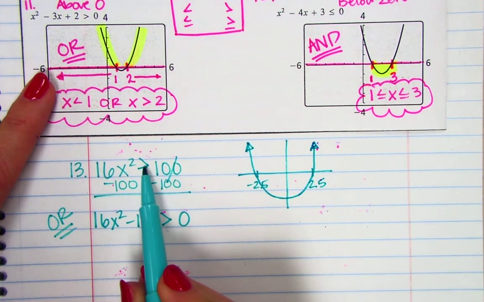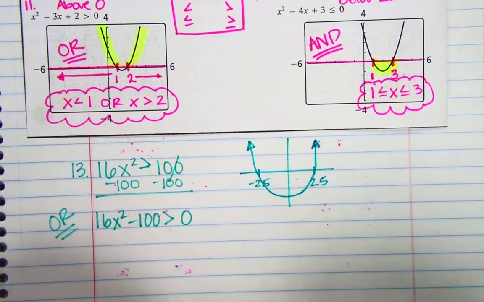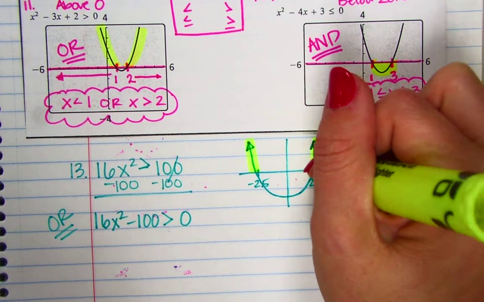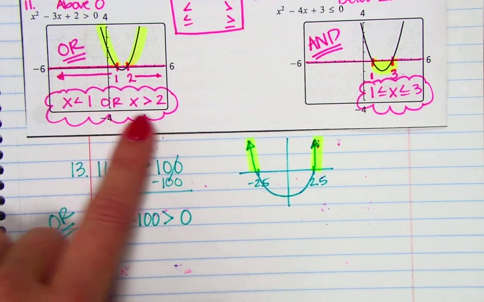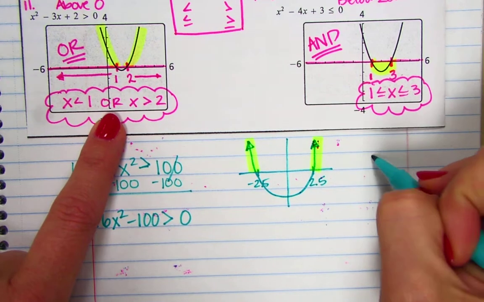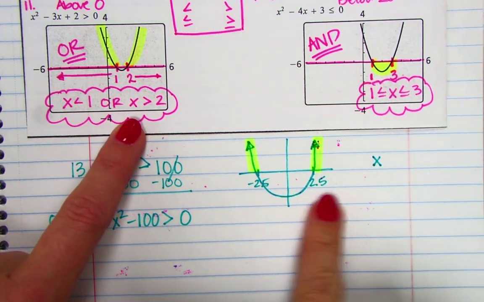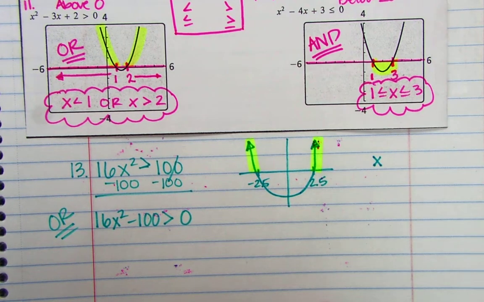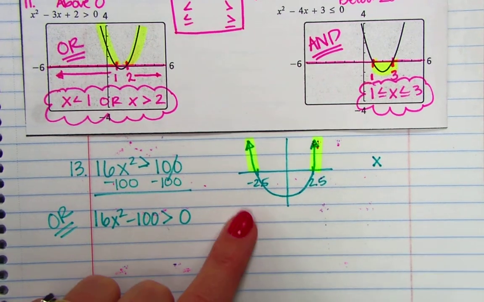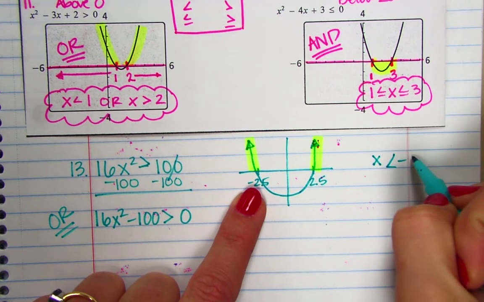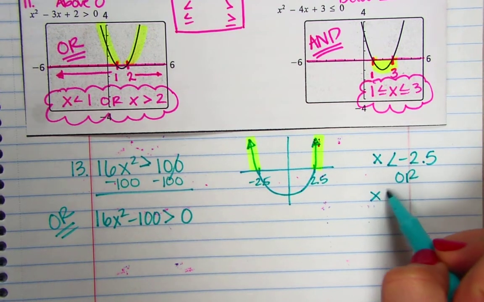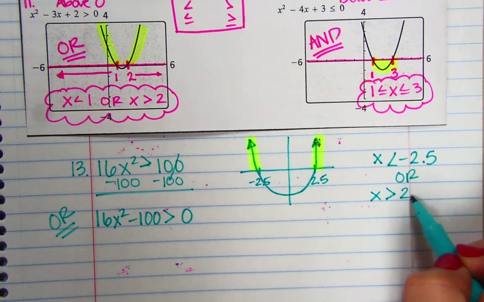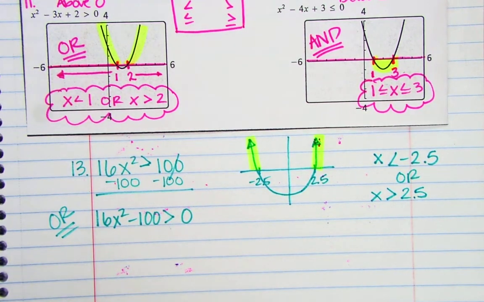Right, we want to know where it's above 0, right, greater than 0. That's here and here. So this was our solution for this one. What's our solution going to be for this one? X what? Where is it above 0 when x is what? When x is less than negative 2.5, right? Or x is greater than what? Positive 2.5. Good.